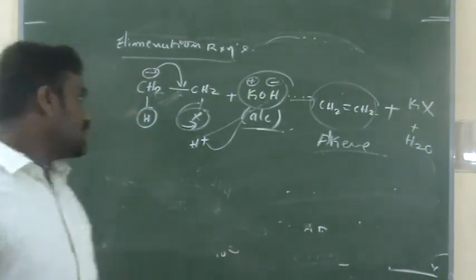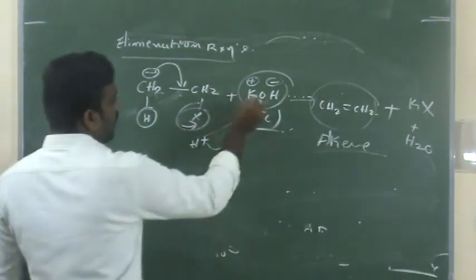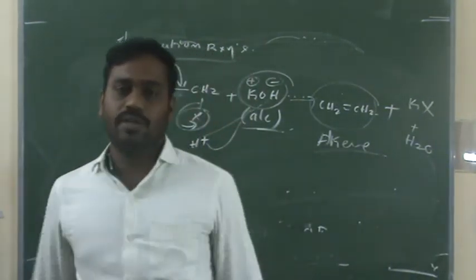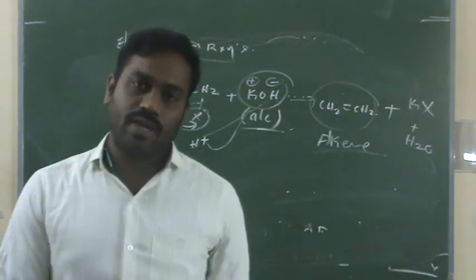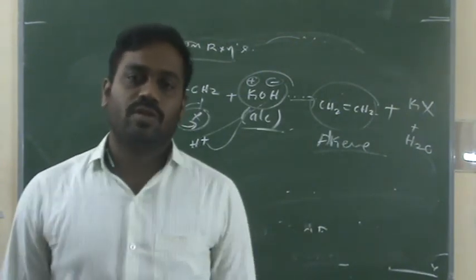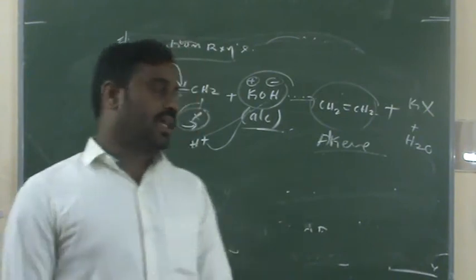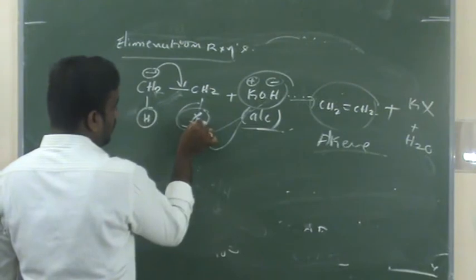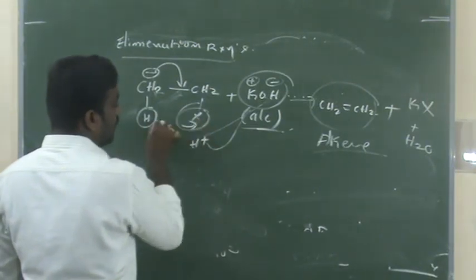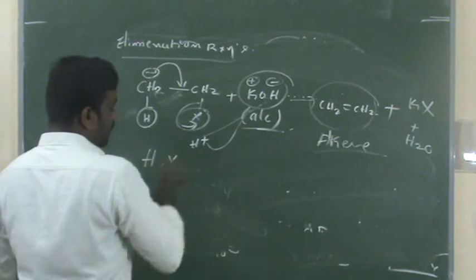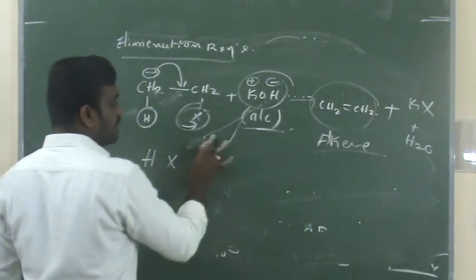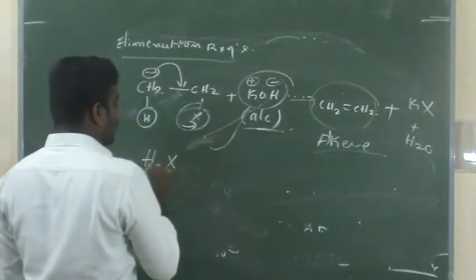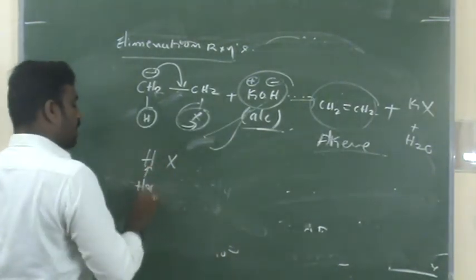The elimination reaction is nothing but, for any alkyl halide, you add some amount of alcoholic KOH. We are getting multiple bonds like alkenes, and in some cases alkynes. This type of reaction we call elimination reactions. Here the KOH is helpful for removing both hydrogen and X. This KOH is helpful for removing this HX. Who is helping for removing this H and X? Alcoholic KOH is useful.